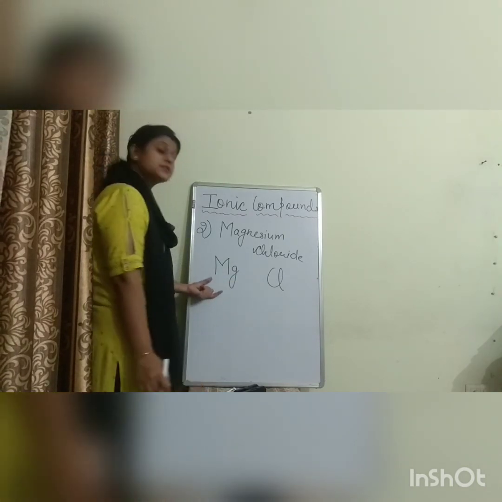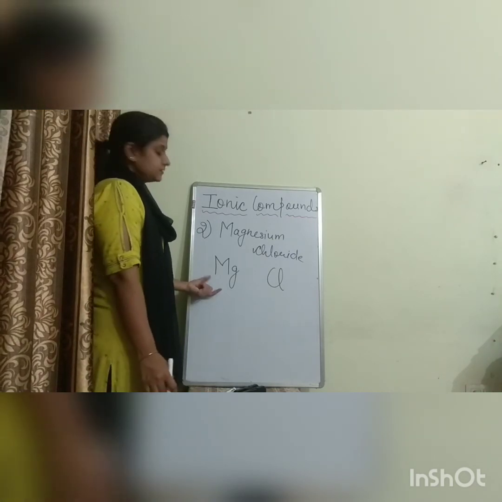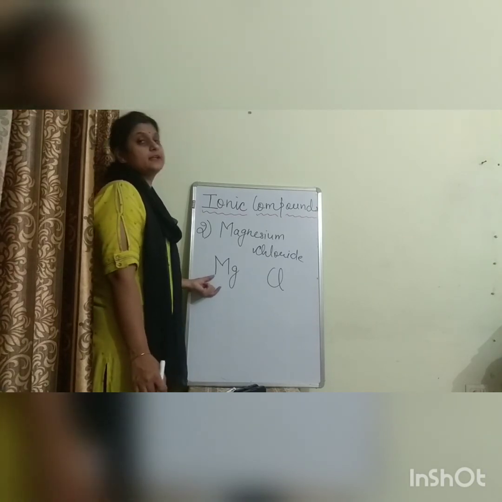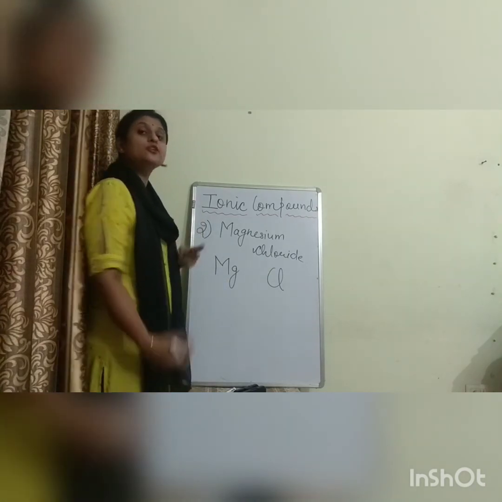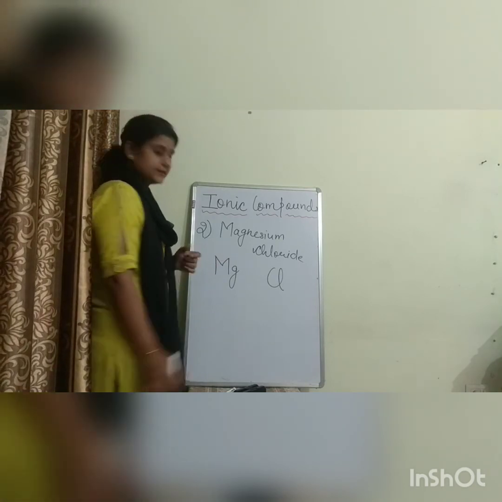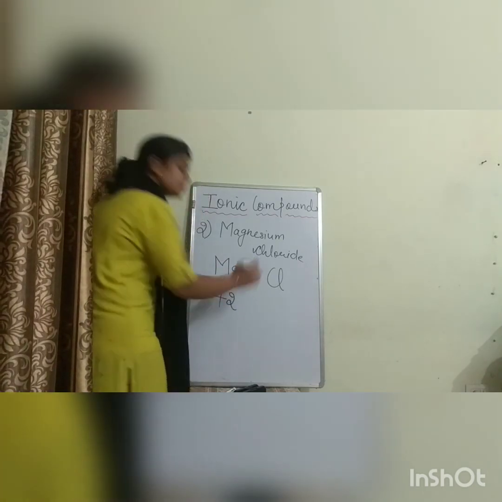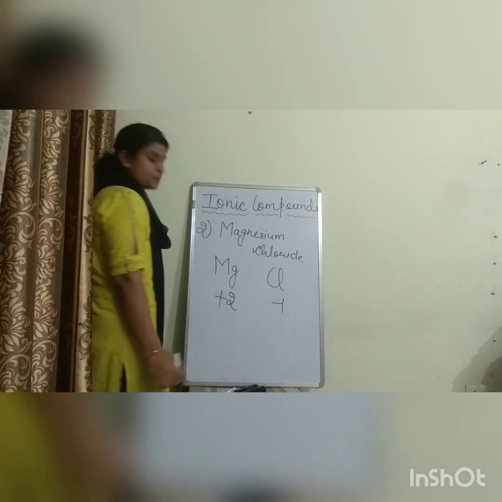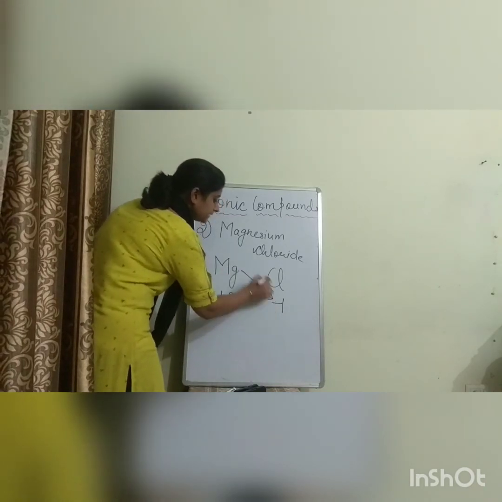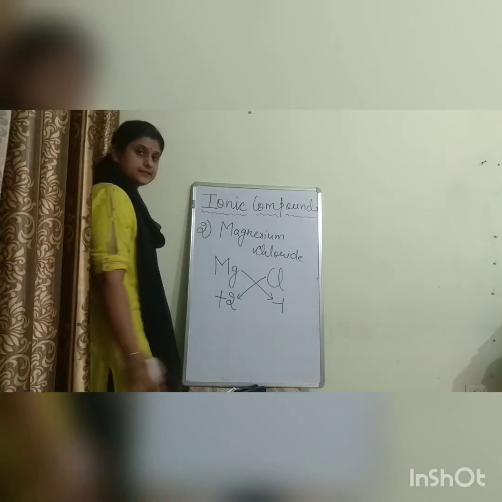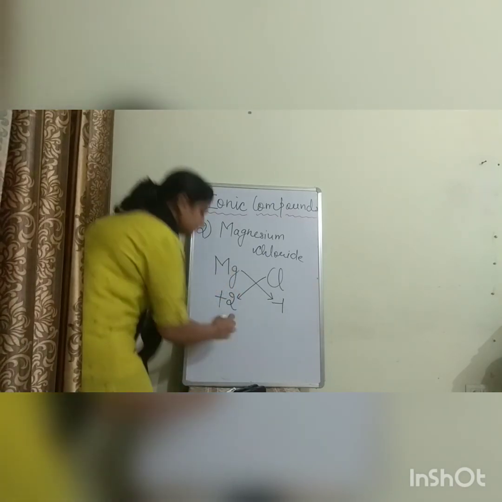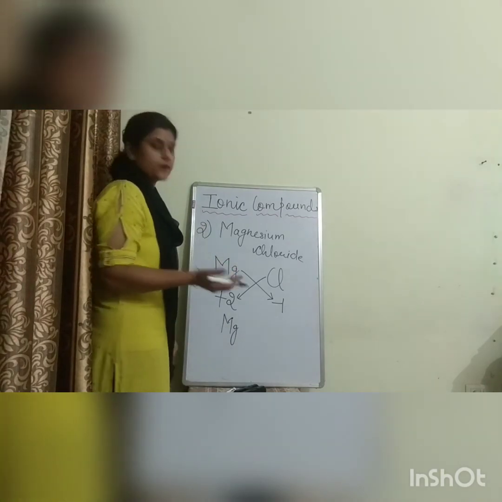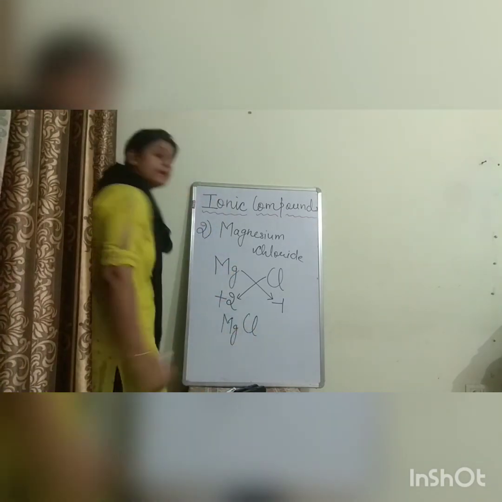We know that the valency of magnesium is 2. Why? The atomic number of magnesium is 12 and in the outermost shell it has 2 electrons. So it loses 2 electrons in order to get stability. So the valency of magnesium is +2 and the valency of chlorine, we know, is -1. Now again the third step, that is cross multiply the valency. So how much will magnesium get? Magnesium will get valency 1, but there is no need to show 1. And chlorine will get valency 2.